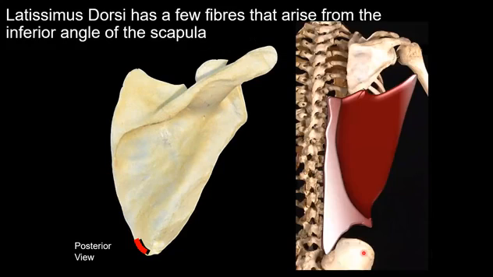Now we have the latissimus dorsi. Again, it's not a small muscle, but a big muscle that finds its distal attachment at the proximal part of the humerus, and its proximal attachment at the inferior angle of the scapula. So you can see that point, this is where it originates from. You can see here the attachment of the latissimus dorsi.